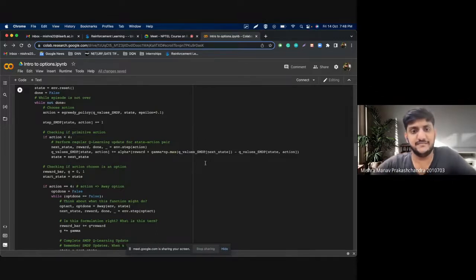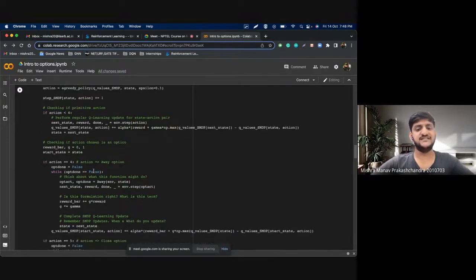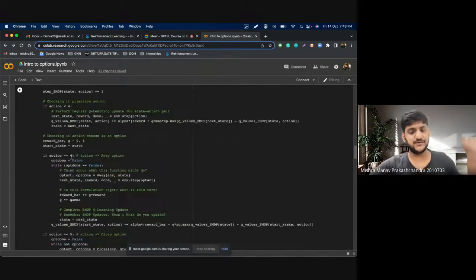This is the SMDP Q learning part, checking if the action chosen is an option. My R bar is 0, my G is 1, my start state is S. If my action is 4, the away action, I start with opt done as false.